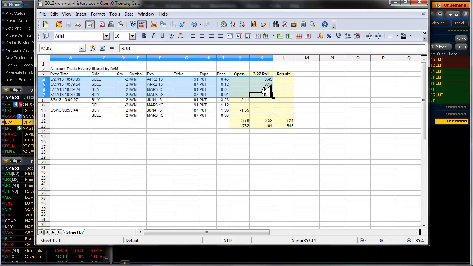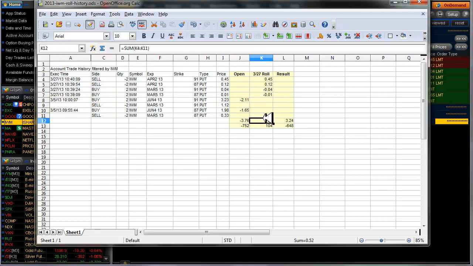So what I did was I put the net down here. I'm just adding all these together here at 52 cents, and I'm adding all these together for $3.76. Because I did two of them, the total outlay for this calendar is $752, as shown here. Now I paid that down by a total of $104 here. So so far, this trade has cost me $648.